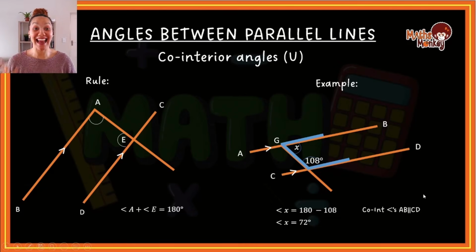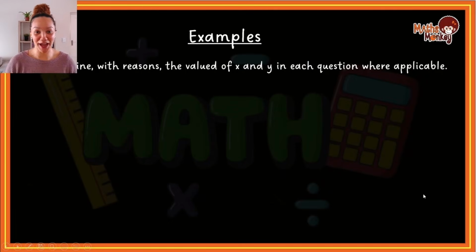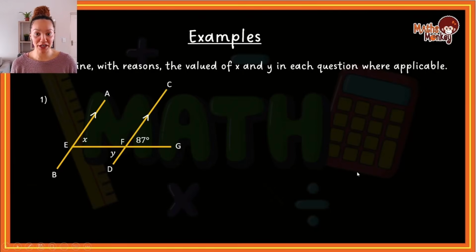Now let's do an exercise where we combine these. The question says, determine with reasons the values of x and y in each question where applicable. Here we have our first question. If you feel like you already get this, pause this video now and try to get to the answer by yourself. If you still need to be taken through these questions, then stay with me. Otherwise, see if you can see the F, the Z, or the U before I work through this.